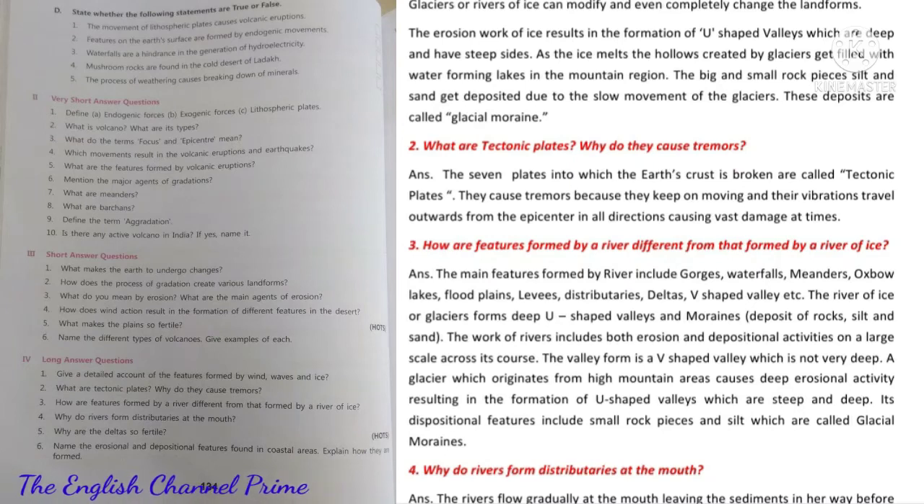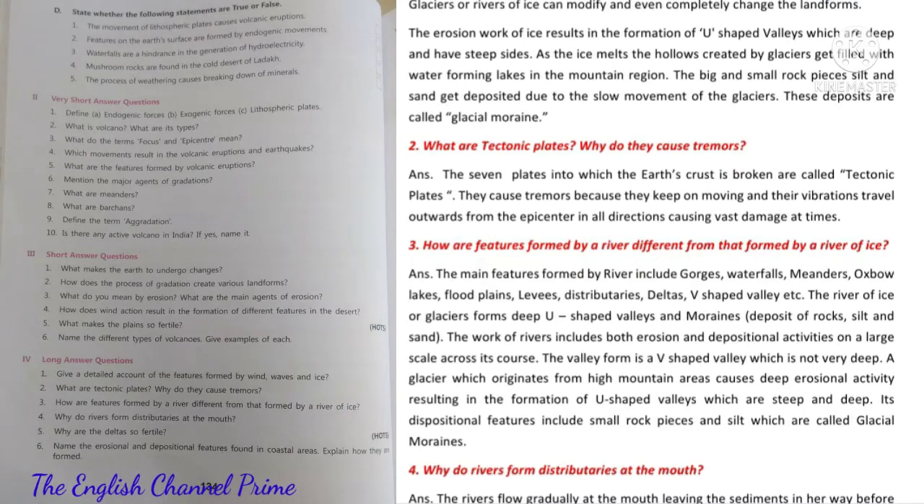Next, third question. How are the features formed by a river different from that formed by a river of ice? Answer. The main features formed by a river include gorges, waterfalls, meanders, oxbow lakes, floodplains, and deltas. The river of ice or glacier forms deep U-shaped valleys and the moraines. The work of rivers includes both erosion and depositional activities on a large scale across its course. The valley formed is a V-shaped valley which is not very deep.